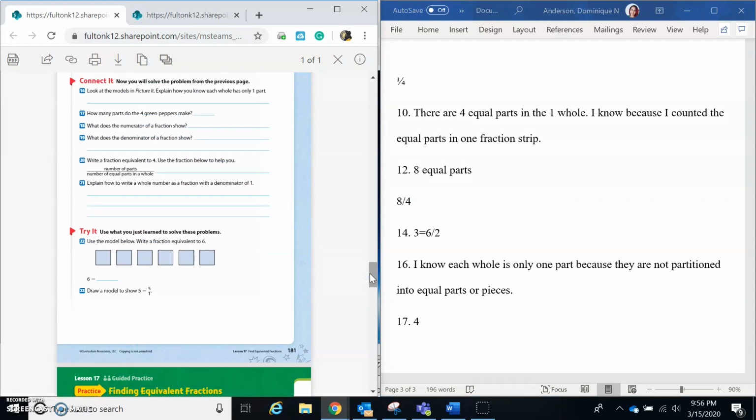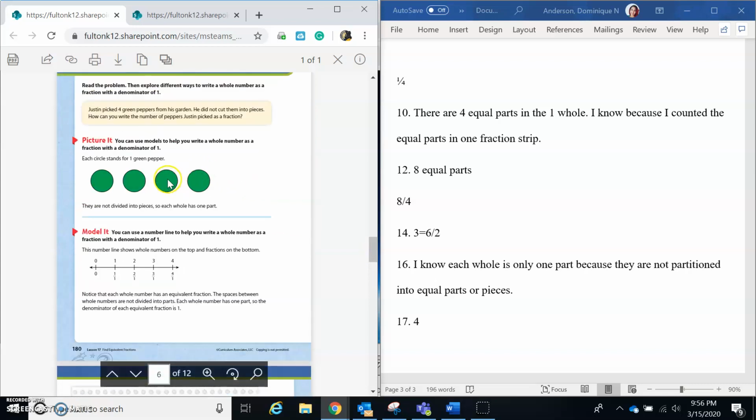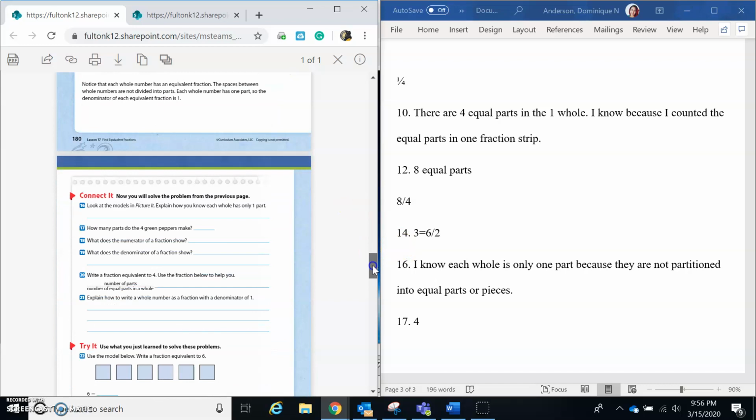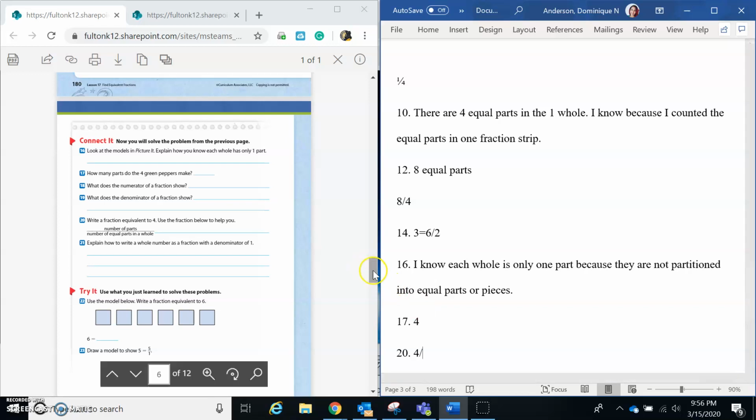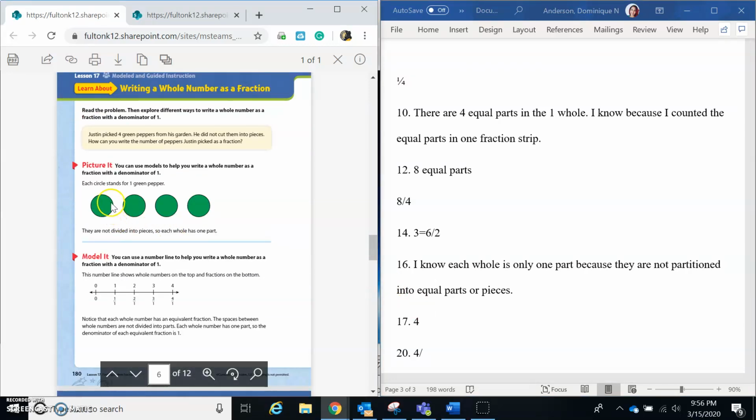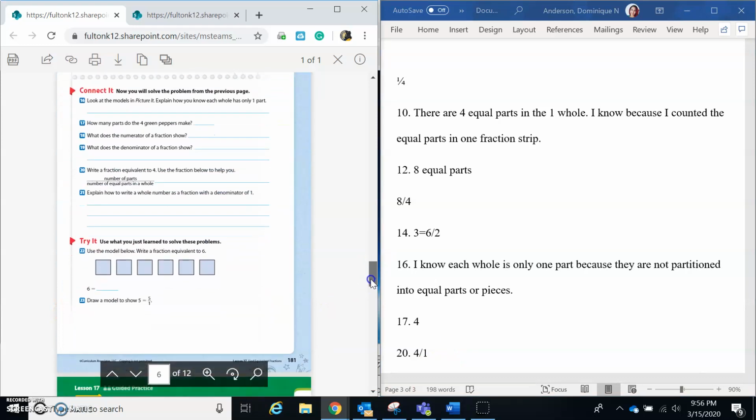20. Write a fraction equivalent to 4. Use the fraction below to help you. So, how many parts do we have? If we look at the peppers, how many peppers do we have? We have 4. This is 20, so my numerator is going to be 4. And then the number of equal parts in the whole. These are a whole. So, how many equal parts do I have in this whole? I just have 1 equal part because it's not partitioned into any more than that. It's just 1 whole part. So my denominator is going to be 1. So 4 over 1.